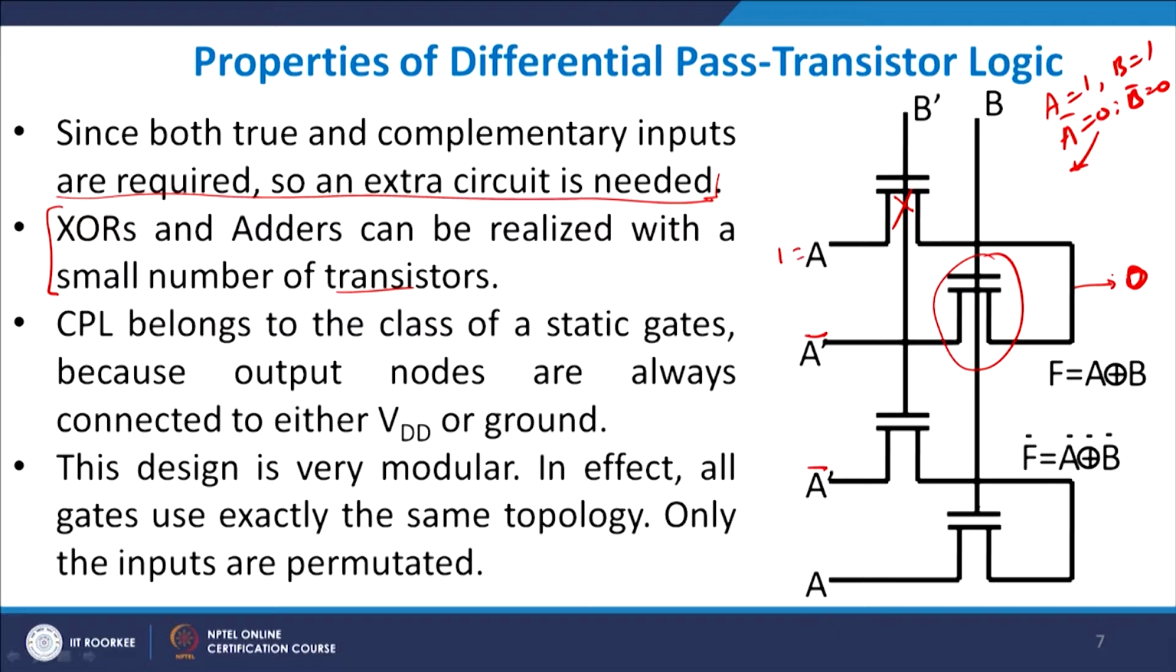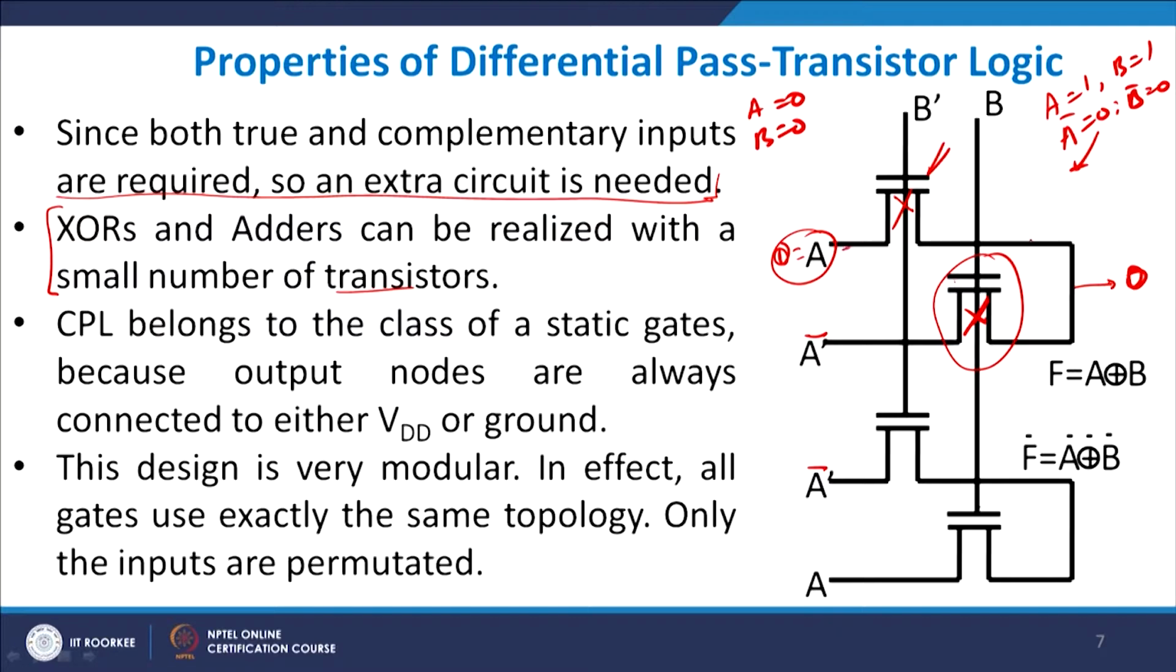When A equals 0 and B equals 0, this one is cut off. So with A equals 0, what will happen is that this will be 0, of course, and B prime will be 1. So, this will be switched on.